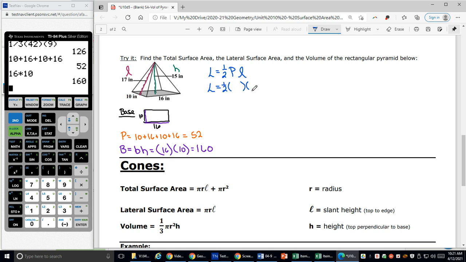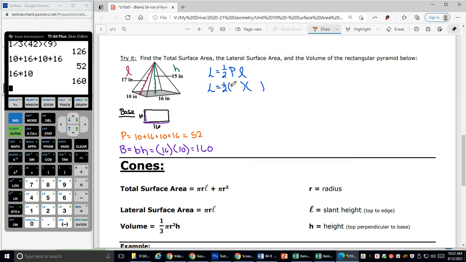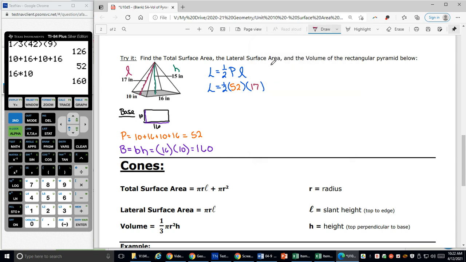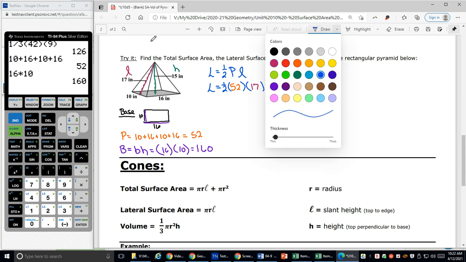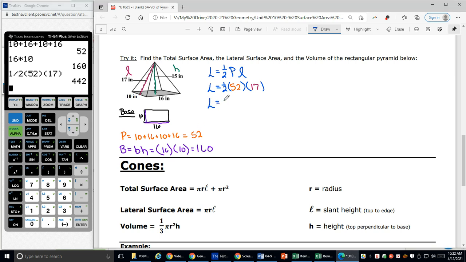1/2 PL. My perimeter, we already found, is 52. My slant height, they gave us that in the picture, it is 17. So my lateral area then, I can put this in the calculator, is 1/2 times 52 times 17. I'm just putting it all in the calculator at one time. It looks just like it does here. And I hit enter and get a lateral area of 442 square inches.